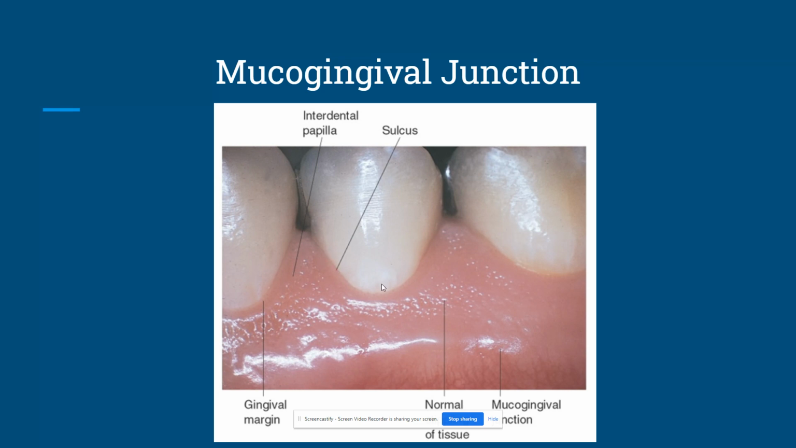So this is a sulcus. When you floss your teeth, doesn't the floss go below the gum line? That's the sulcus. Then we have the interdental papillae. This is the gingiva that's sticking out in between your teeth over here. It's like a triangle.